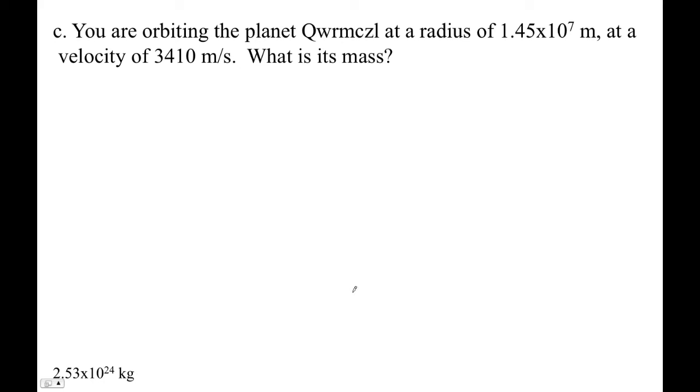Okay, so this is an orbit problem, right? Since we have the velocity here, we're going to use this orbital equation. We're going to set the force of gravity, which is G M m over r squared, equal to the centripetal force that has the velocity, so m v squared over r. And that mass, this is the satellite mass, right?